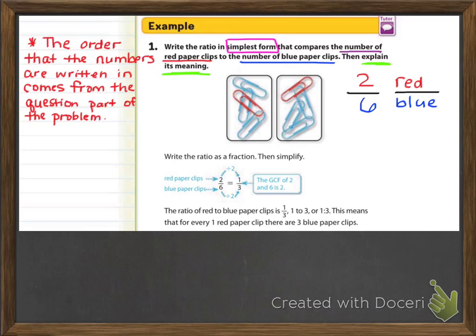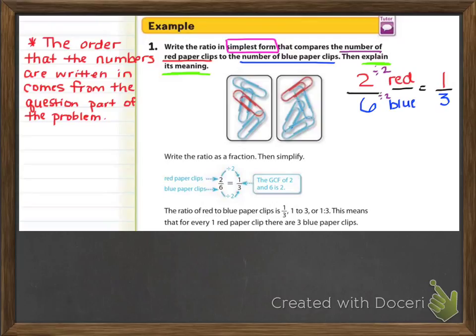However, remember that pink box, it says simplest form. So we want to make sure that we simplify it. So we're going to take that ratio of 2 to 6, and we're really just going to be dividing out 2. So if we divide out 2 here, and we divide out 2 here, then the ratio that we get is going to be 1, because 2 divided by 2 is 1. And for blue, 6 divided by 2 is 3. So the simplified ratio that we get is 1 to 3.